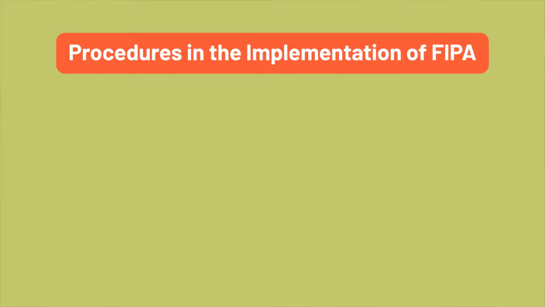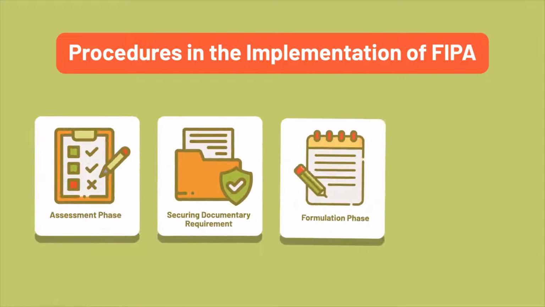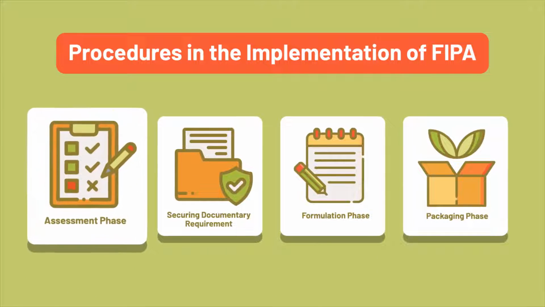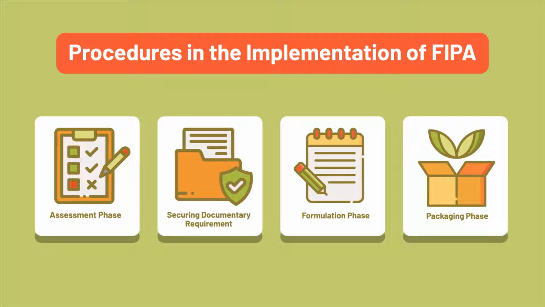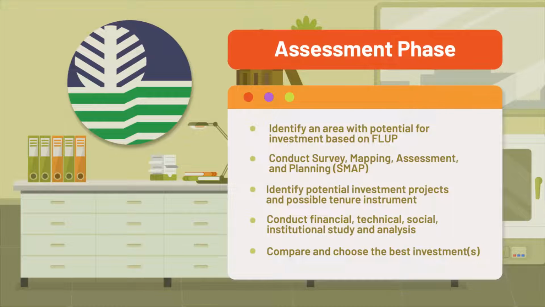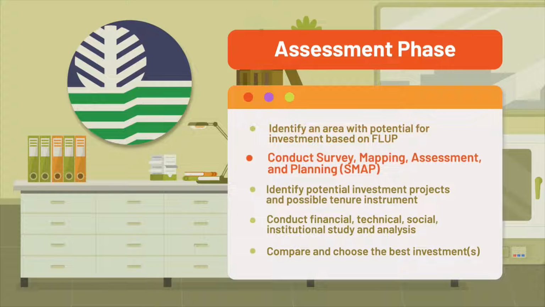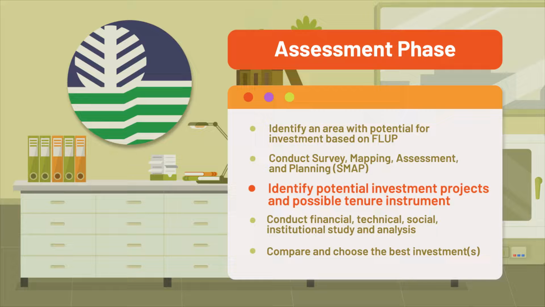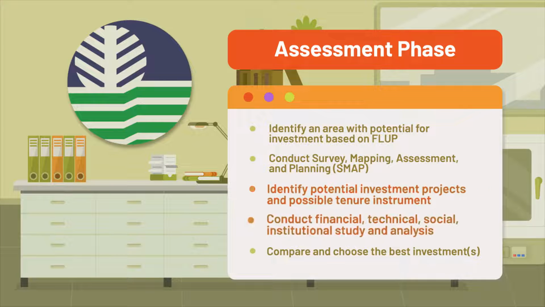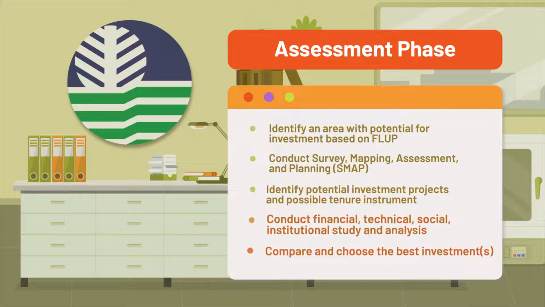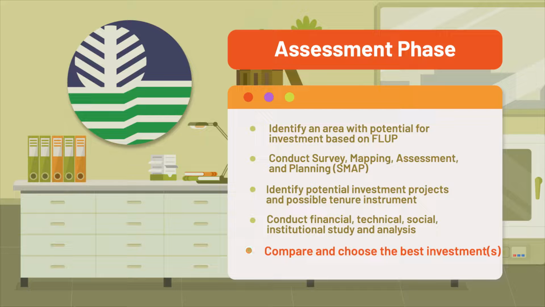Next are the procedures in the implementation of FIPA. We have 4 phases, namely assessment, securing documentary requirement, formulation, and packaging. In the assessment phase, the FIPA TWG shall identify PIAs based on FLUP, conduct SMAP, identify potential investment projects and tenure instrument, conduct study and analysis, and compare and choose the best investments.